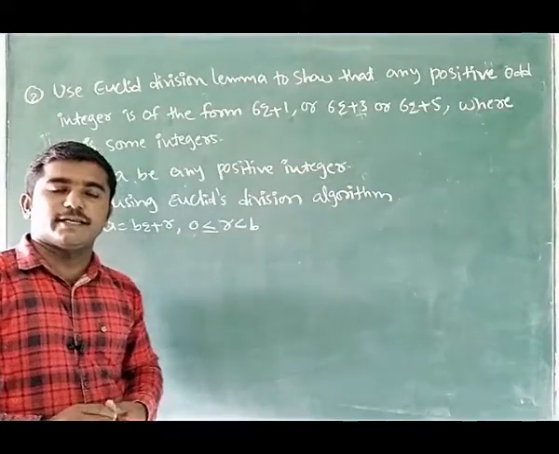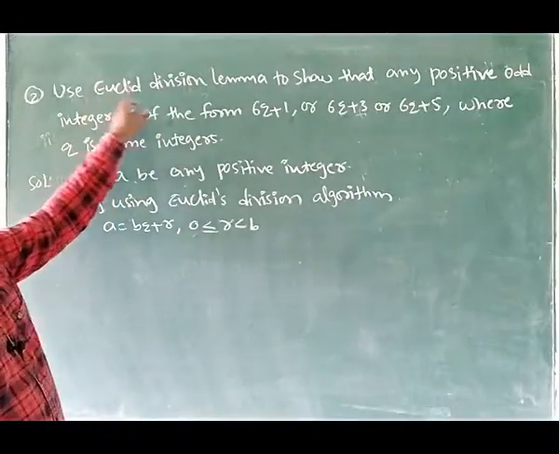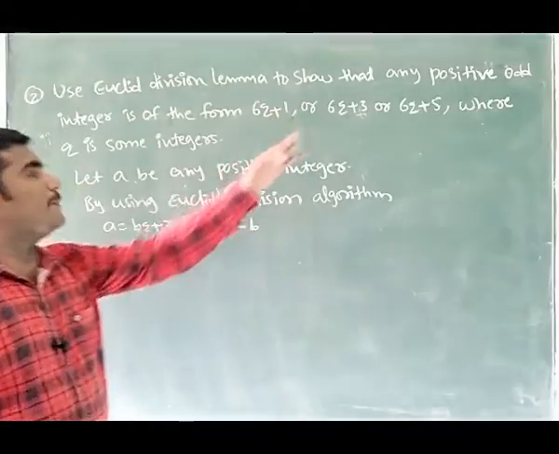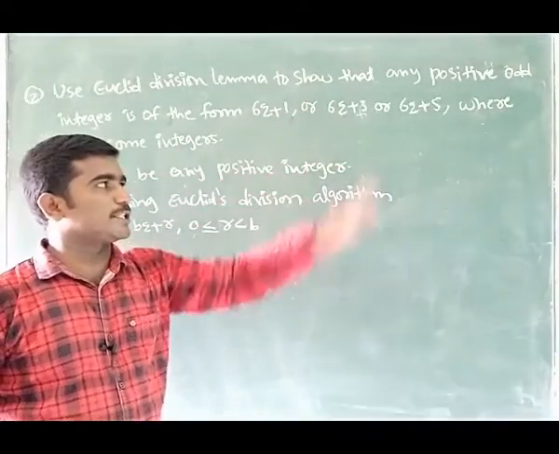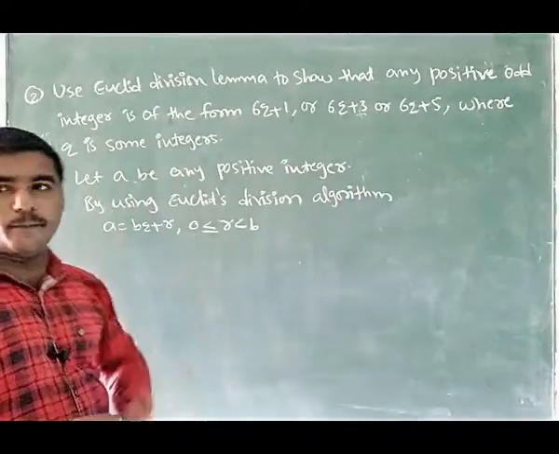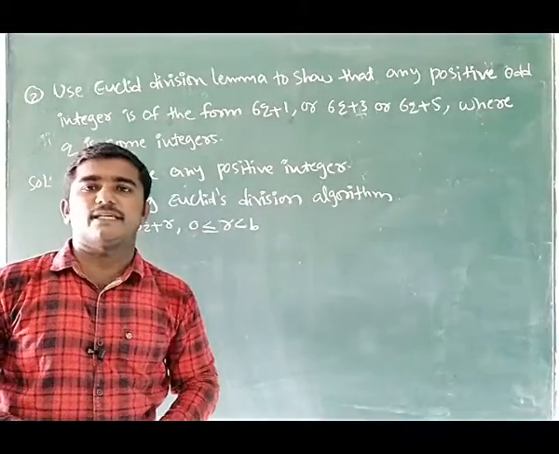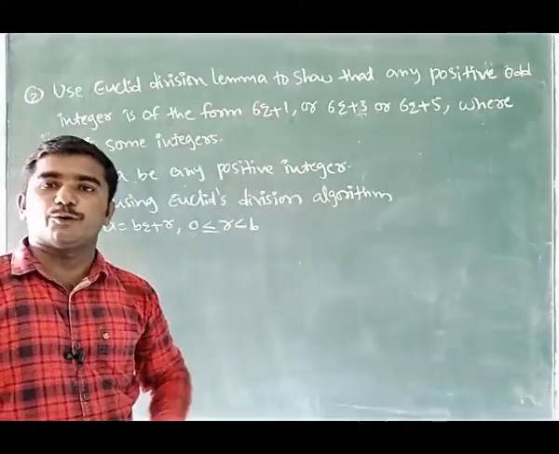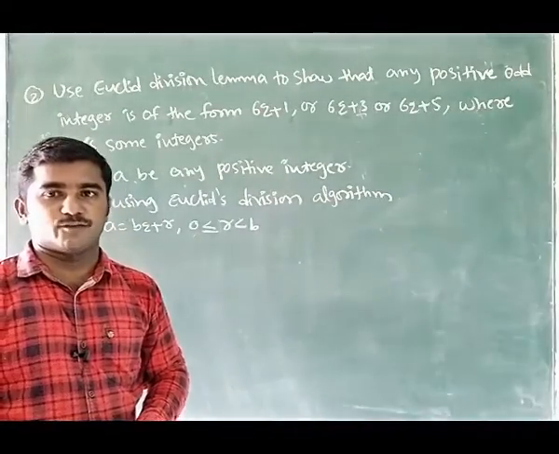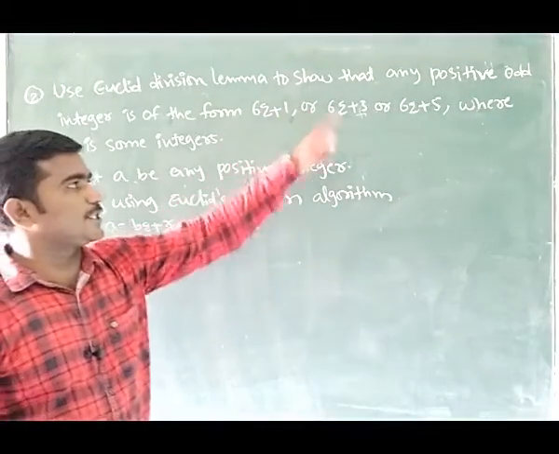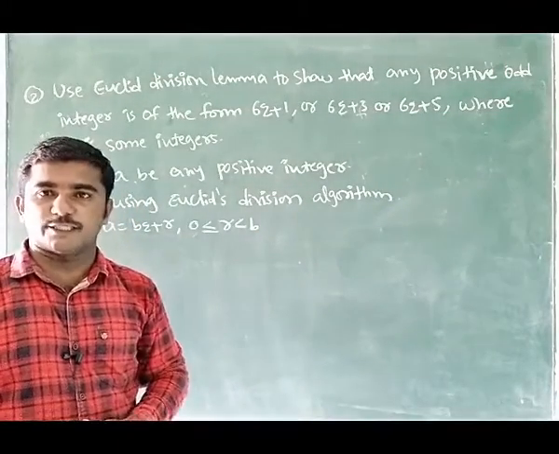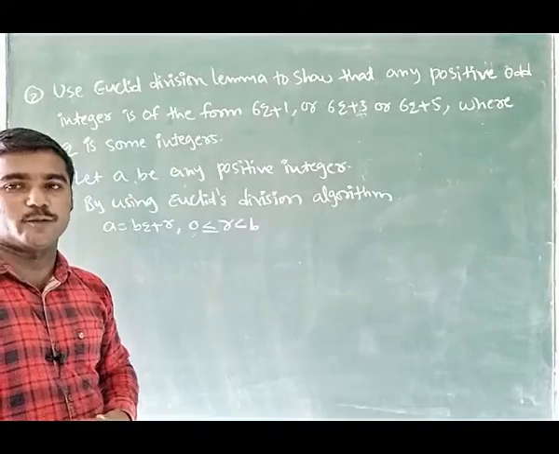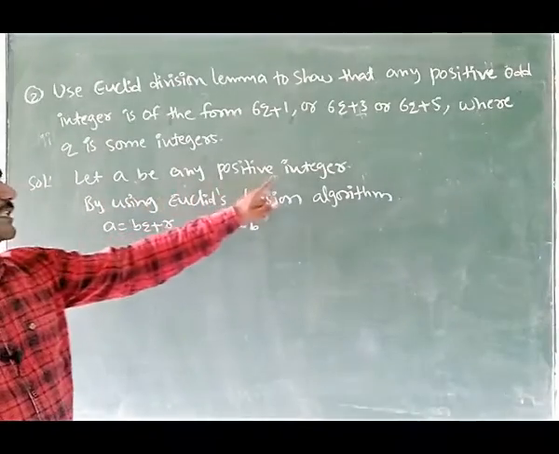This is the second question in exercise 1.1. Use Euclid division lemma to show that any positive odd integer is in the form of 6q plus 1 or 6q plus 3 or 6q plus 5, where q is some integer. Already we discussed in example 1 and example 2: 2q plus 1, 4q plus 1. But here it is 6q plus 1, 6q plus 3 and 6q plus 5. Every odd integer in the form of 6q plus 1, 6q plus 3 and 6q plus 5 you have to prove. So let A be any positive integer.